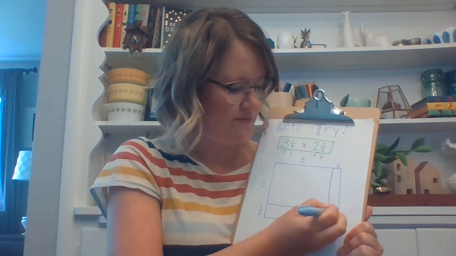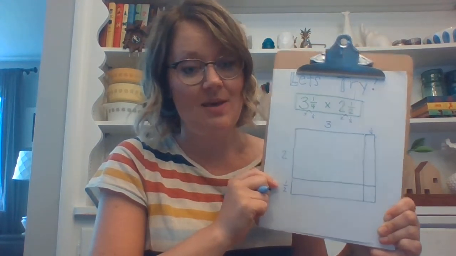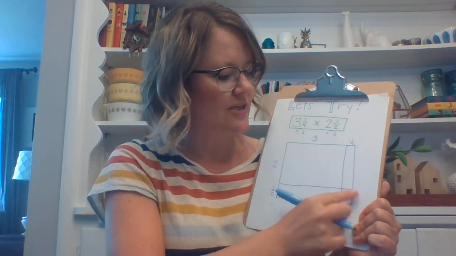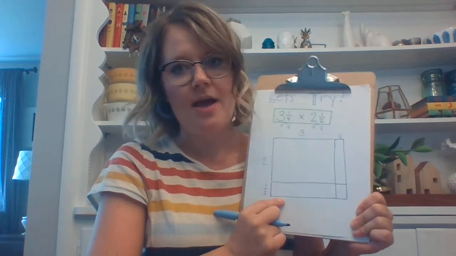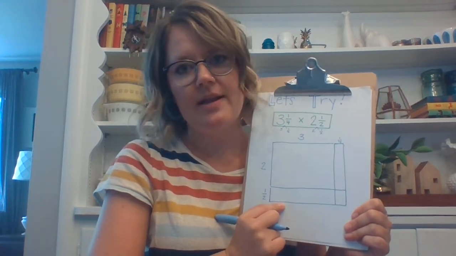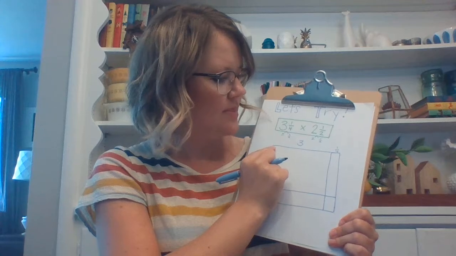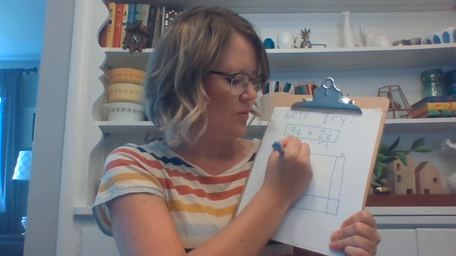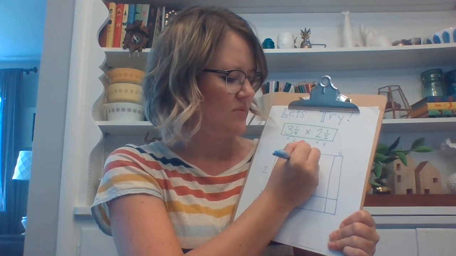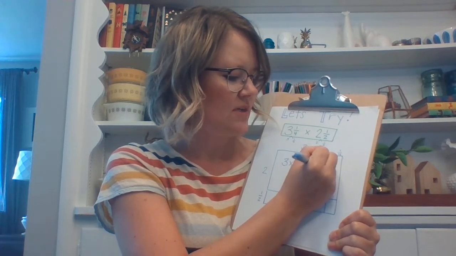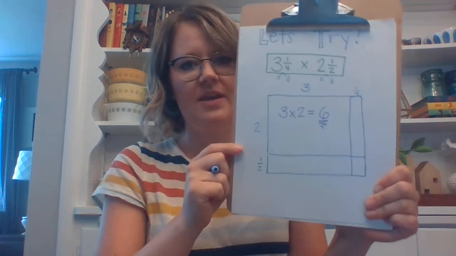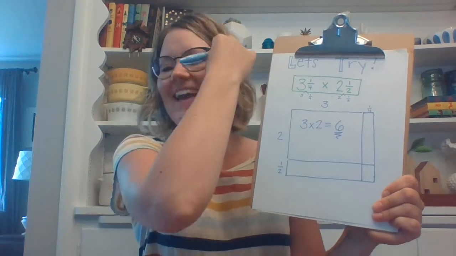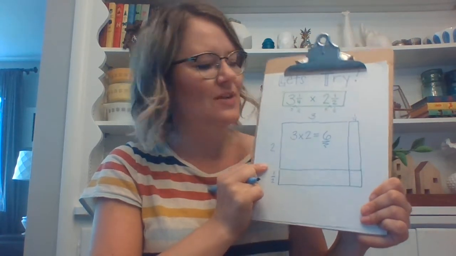And actually, I'm going to find 4 different areas. Okay, I'm going to find the area of this section, this section, this section, and this section. I'm going to start with the biggest section. You can start in any order, it doesn't really matter. This area has the dimensions 3 by 2. So we can figure out the area by doing 3 times 2, which equals 6. Okay, so far, so good. Nice and easy, right?